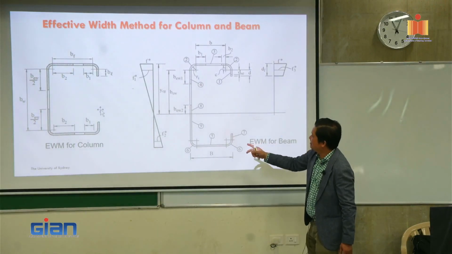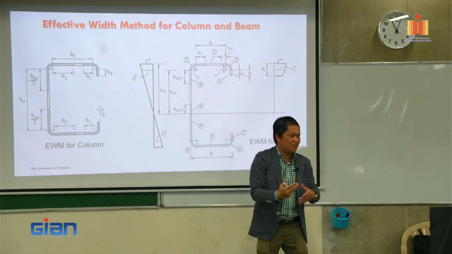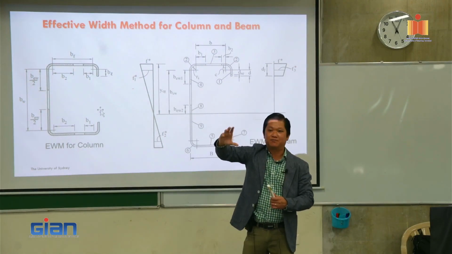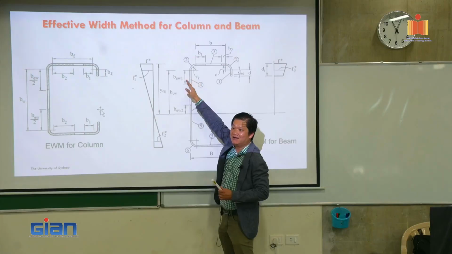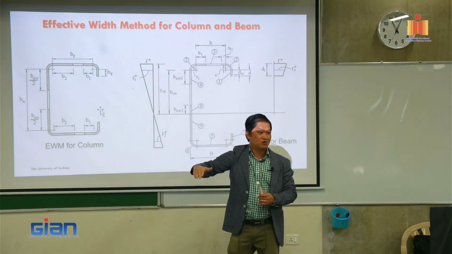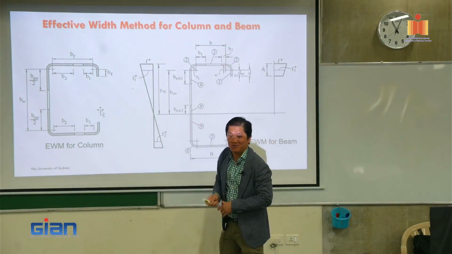And the problem here, you can see that cross section, if it's fully effective, that's simple because the neutral axis will be right in the middle because it's singly symmetric, right? But now because of that missing area, the neutral axis needs to be moved down, to be shifted down. And where it is here, we don't know.